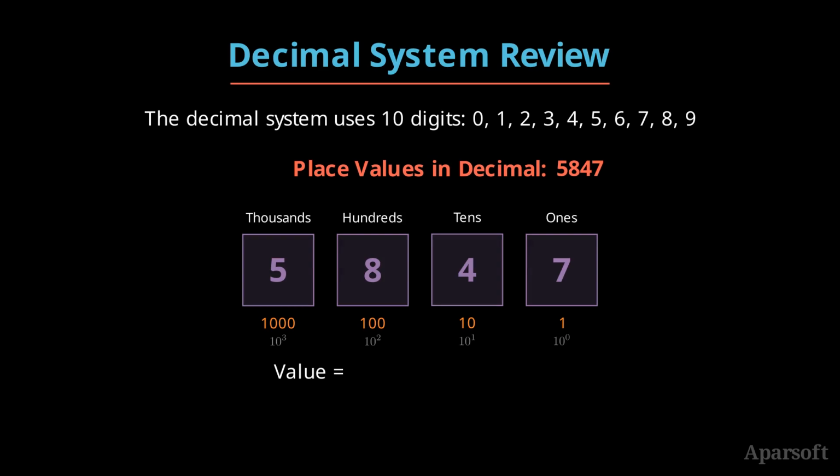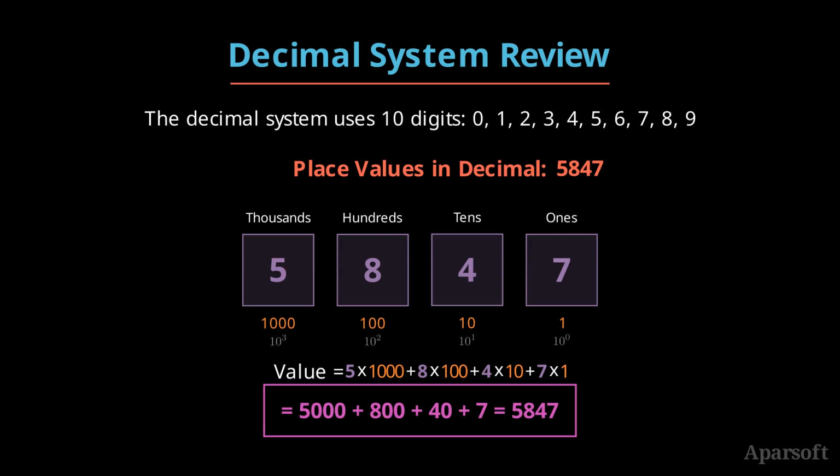To find the total value, we multiply each digit by its place value and add them up. 5 times 1,000 is 5,000, plus 8 times 100 is 800, plus 4 times 10 is 40, plus 7 times 1 is 7. That gives us 5847. Remember this concept, because binary works the same way, just with powers of 2.